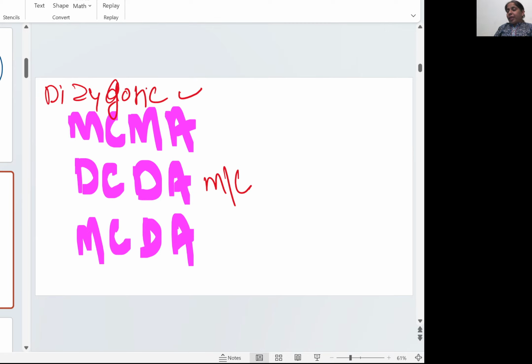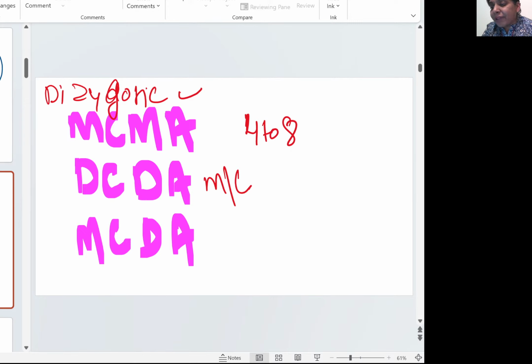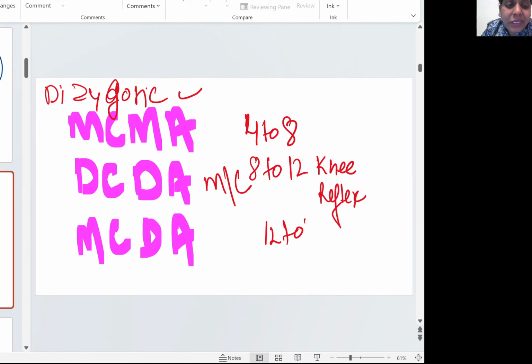Yes, we did a table of 4 in preeclampsia also, for magnesium sulfate toxicity. Let us revise it. What is the therapeutic level of magnesium? Come on, it is 4 to 8. Write down in the chat box. 4 to 8 is therapeutic. At 8 to 12, knee reflex goes. And at 12 to 16, the respiratory system gets affected. So in preeclampsia, we have to start from 4.